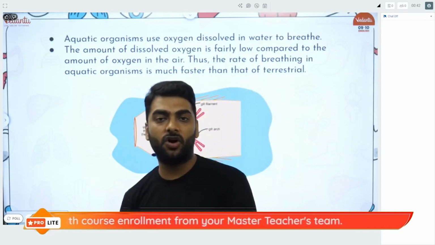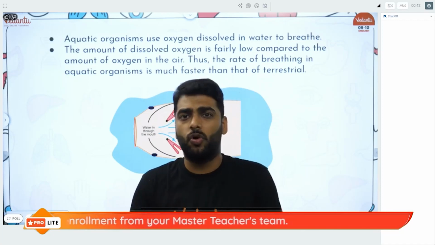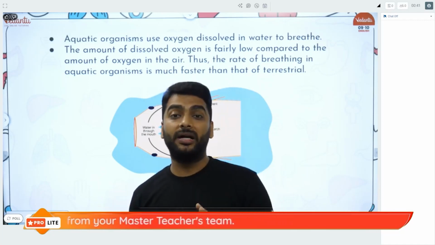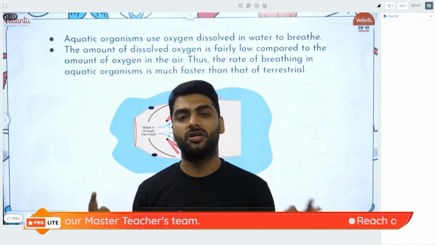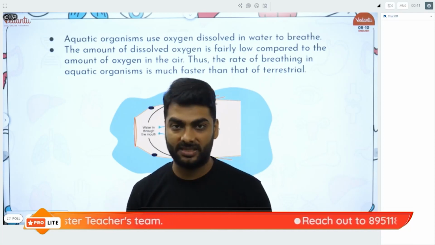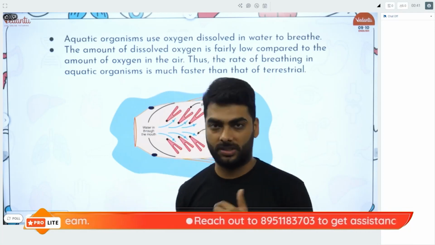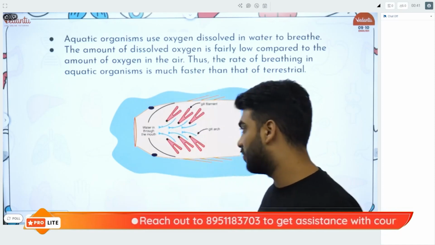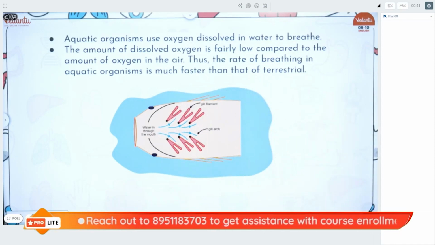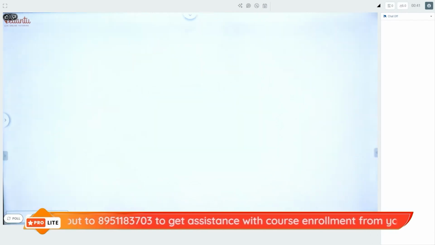Similarly, aquatic organisms need oxygen to do so many things that they do. But the amount of oxygen is what is less. So what do they do? They breathe faster, so that they can take in more and more oxygen. Right? So that is why aquatic organisms breathe faster than the terrestrial ones.